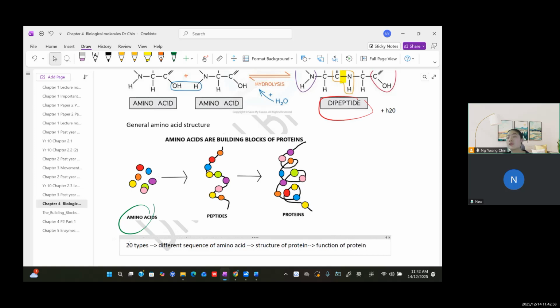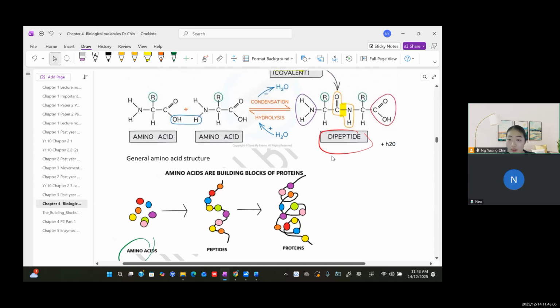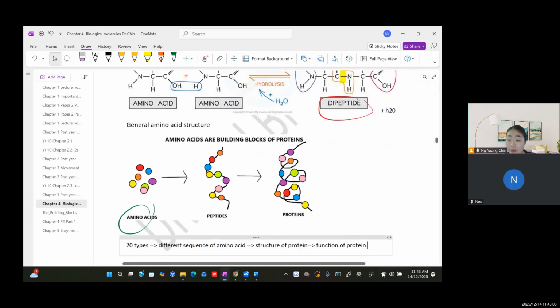So for example, what are examples of protein products that you learned before? You learned about enzymes, antibodies, the hormones. Those are the protein products. So every different kind of protein product has a difference in their structures and shape due to the different sequence of amino acids.